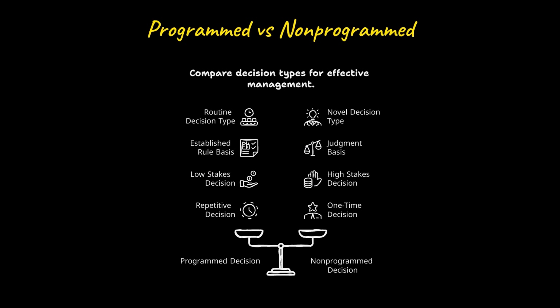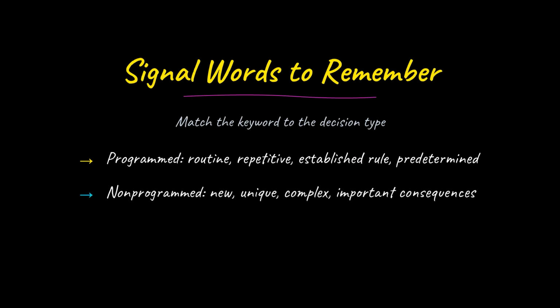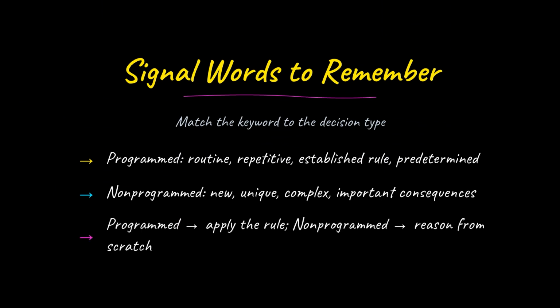Contrast that with a chief executive weighing whether to enter a brand new country, a unique, high-stakes choice that no manual can settle. Certain signal words point directly to the right category. Words like routine, repetitive, and established rule indicate a program decision. Words like new, unique, complex, and important consequences indicate a non-programmed one. Spotting those cues is the fastest way to answer exam questions on this topic.